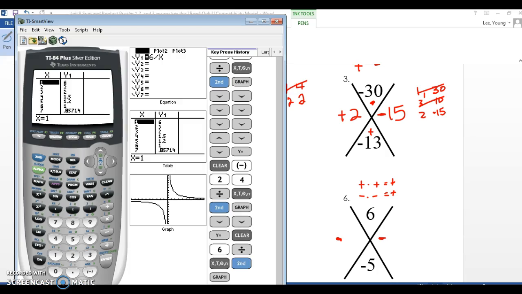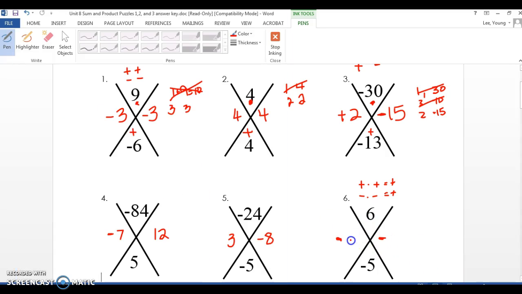So what we can do, 1 and 6. Negative 1 and negative 6. Do they add up to negative 5? No. How about negative 2 and negative 3? Do they add up to negative 5? There you go.